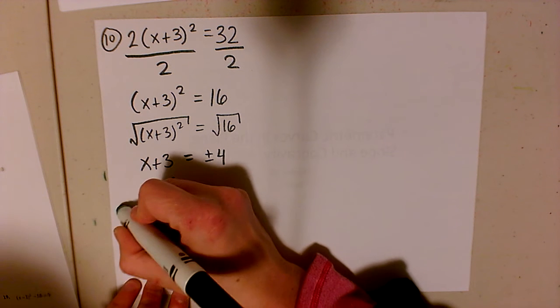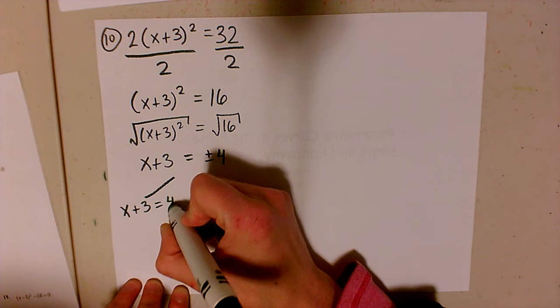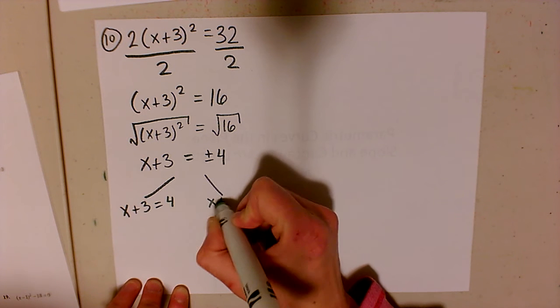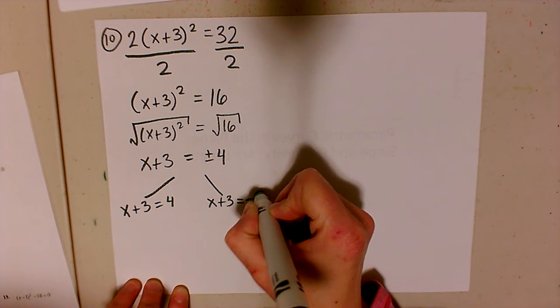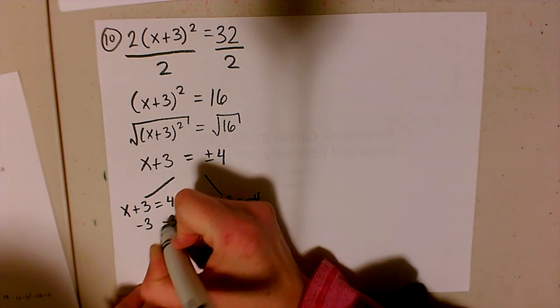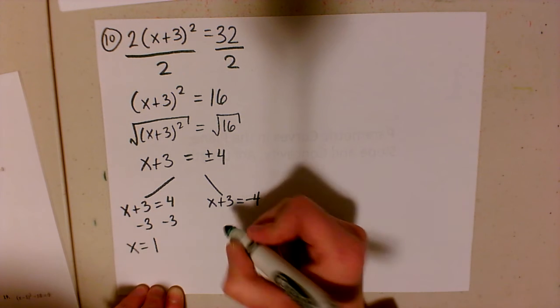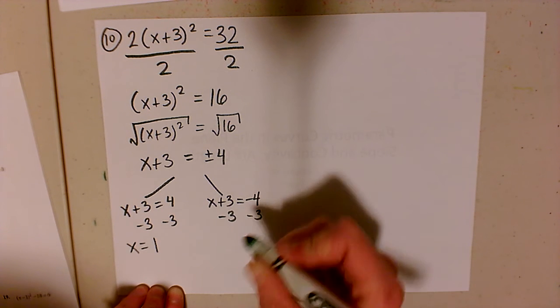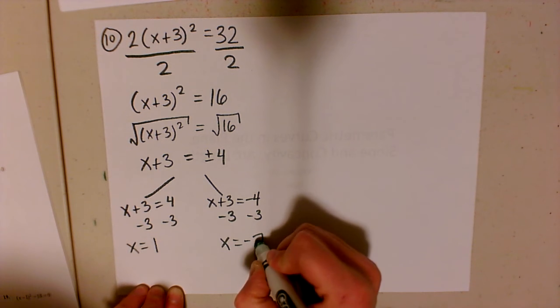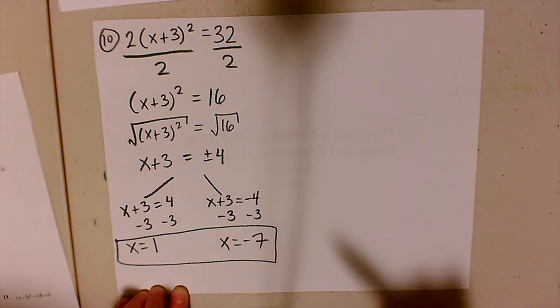So from this, we're going to write two equations that we have to solve. So we get x plus 3 is a positive 4, and x plus 3 is a negative 4, and then we'll solve both of these. So subtract 3, x is going to be a positive 1. Subtract 3, x is negative 7. So that's our answer there.